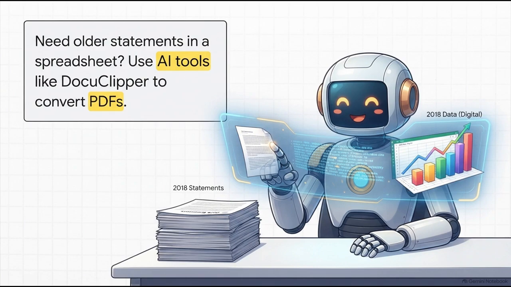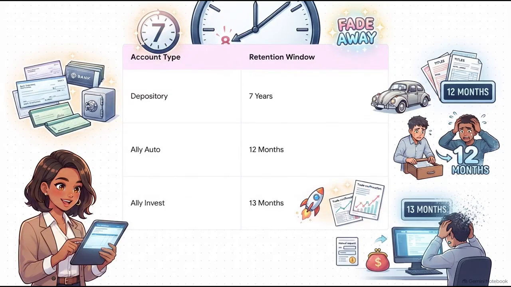It's a huge time saver. Now, you absolutely must pay attention to these retention timelines. Not all documents are kept online forever. While your checking, savings, and money market statements stick around for a very comfortable 7 years, your auto and invest documents vanish much faster. Ally Auto billing statements, leases, and titles, those are only available for 12 months.